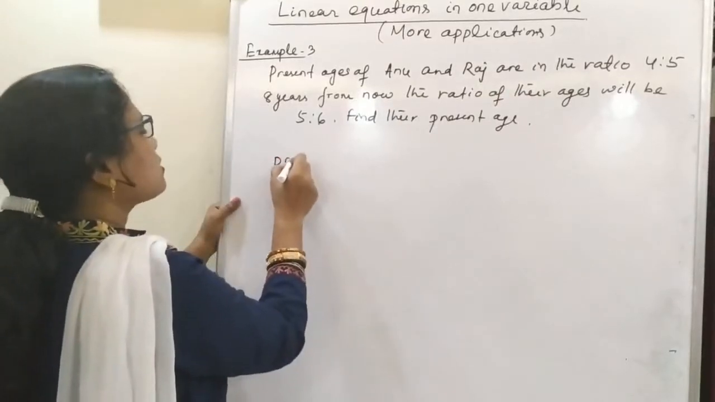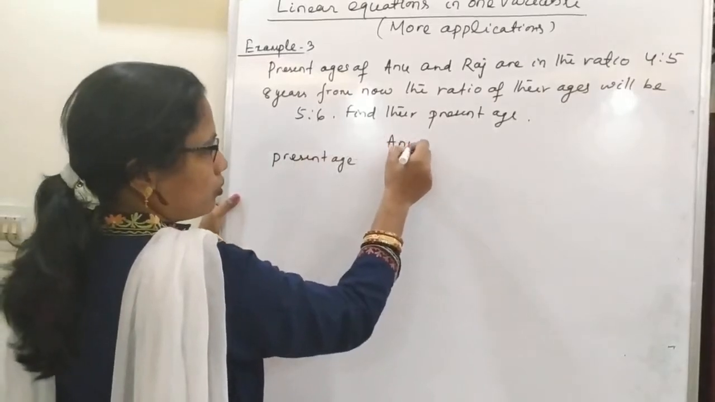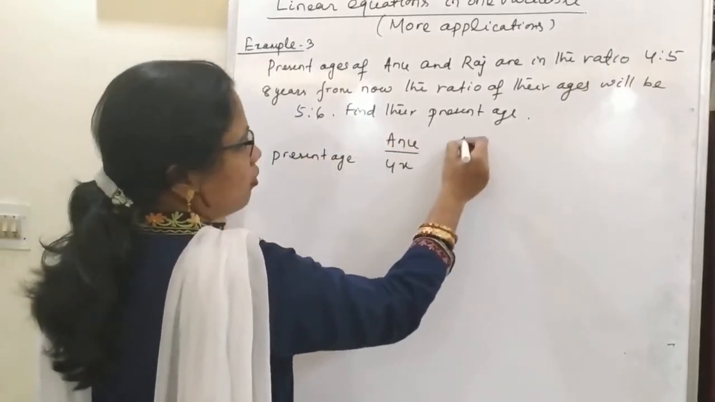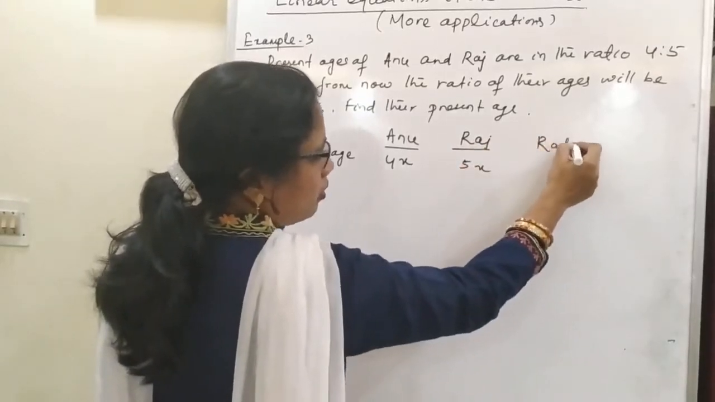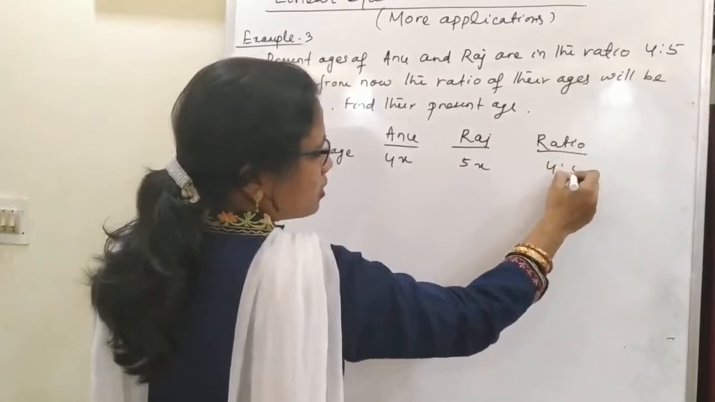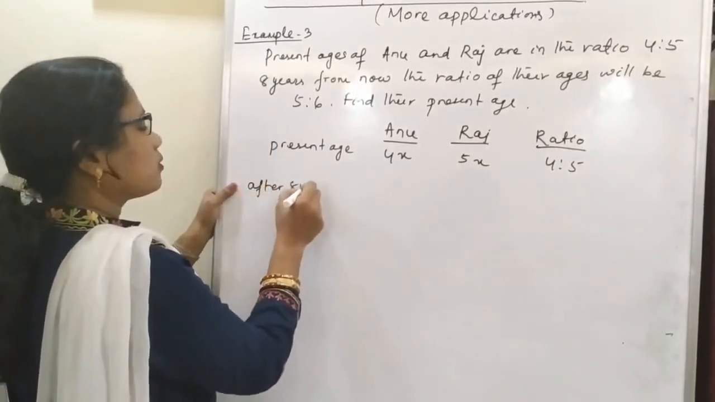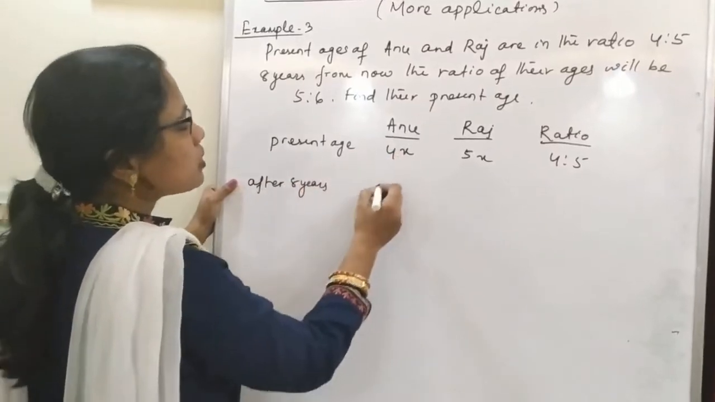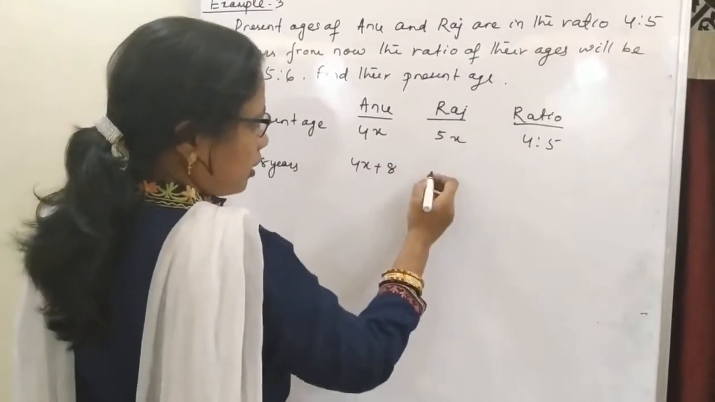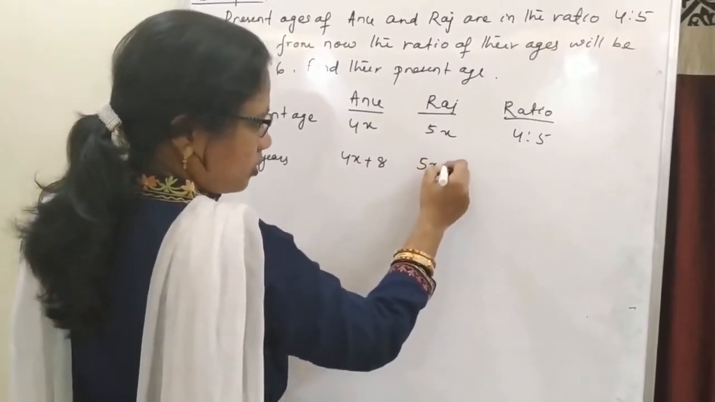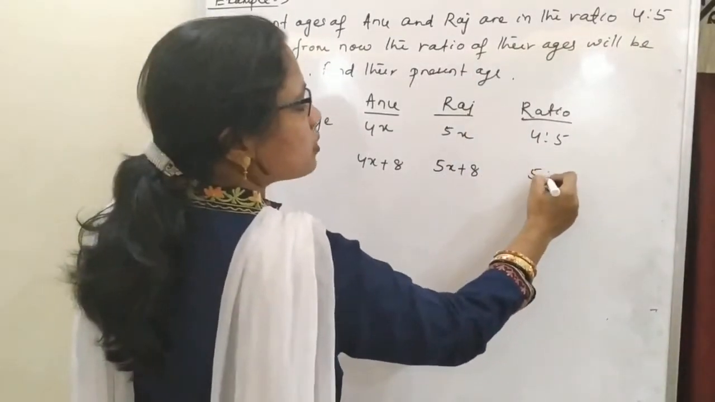So the present age of Anu is 4x, and of Raj let it be 5x, and their ratio is 4:5. This is given. Then after 8 years, what will be Anu's age? That will be 4x plus 8, and after 8 years the age of Raj will be 5x plus 8, and their ratio, it is given, is 5:6.